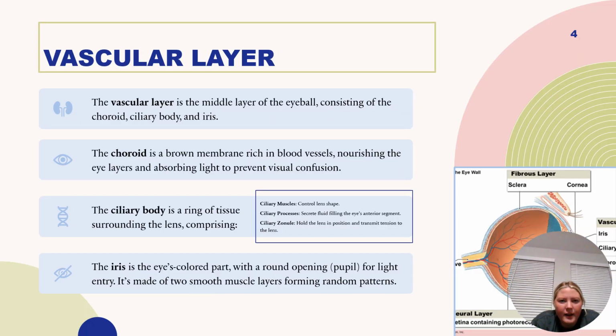Moving on to the vascular layer, it forms the middle layer of the eyeball and is the pigmented layer. It has three regions: the choroid, ciliary body, and the iris. The choroid is the blood vessel-rich dark brown membrane that forms the posterior 5/6 of the vascular layer. Its blood vessels nourish all the eye layers. The brown pigment is produced by melanocytes, which help absorb light, preventing it from scattering and reflecting within the eye. That would cause visual confusion.